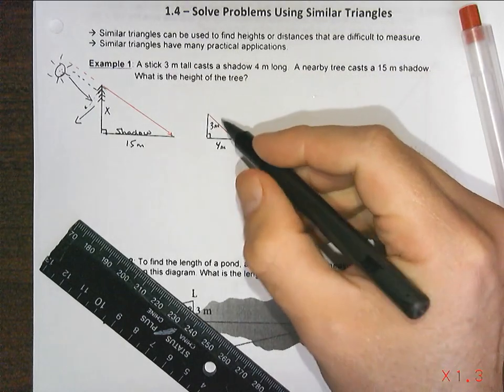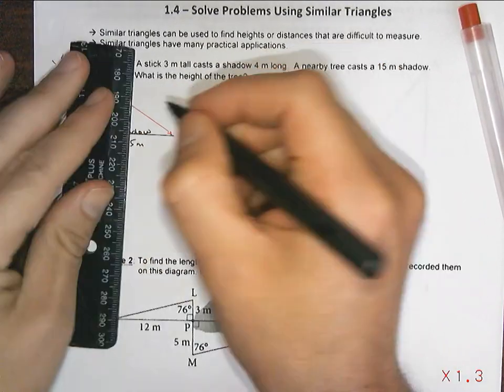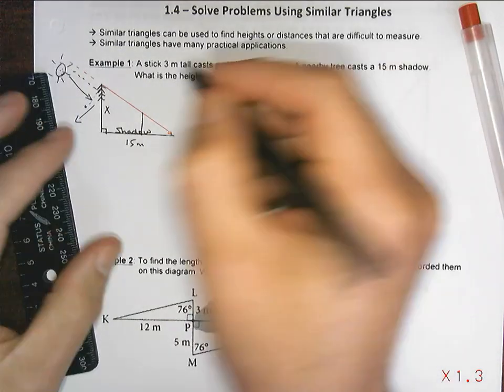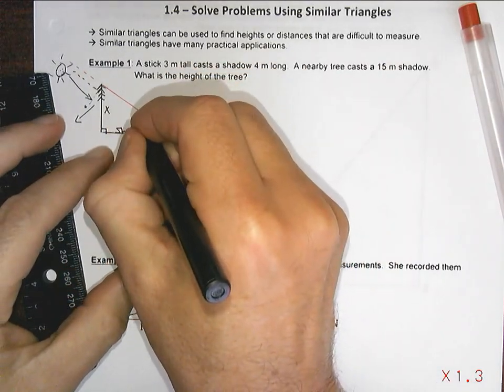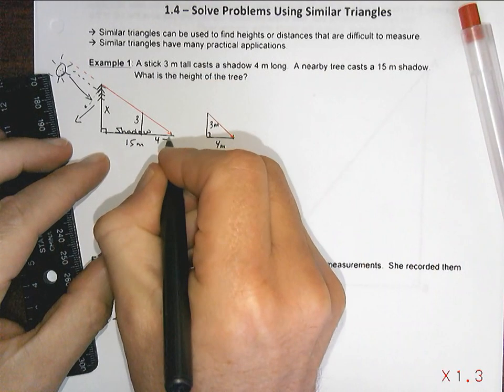What I'd like to show you is what happens if I pick this pole up and place it right here. What if I pick that pole up and place it right there, so that it's now 3 meters here, and we know that this distance here is 4 meters from here to here.